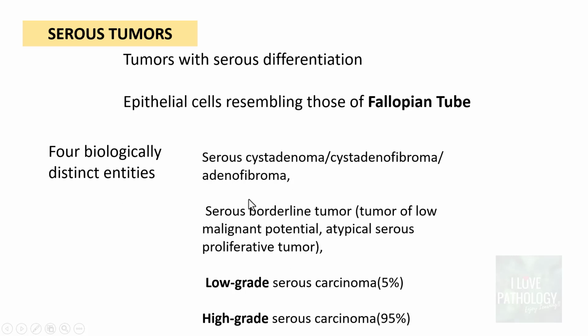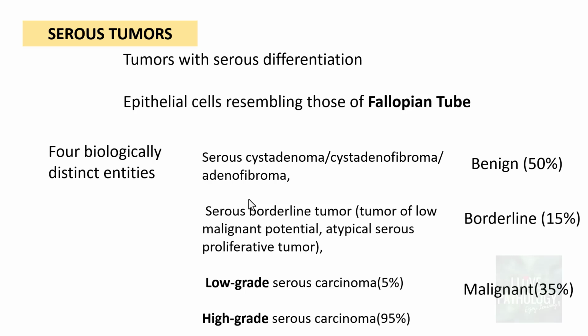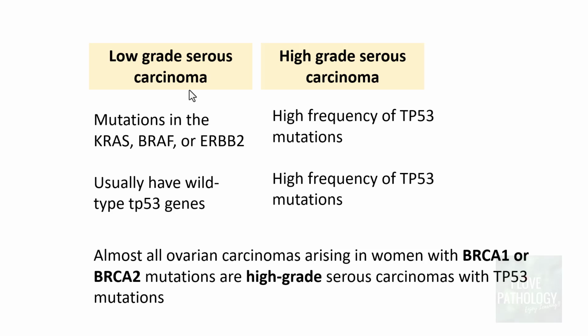Though there are four different entities, these are grouped into benign, which is serous adenoma, which accounts for around 50% of cases, borderline serous tumor, and the last one is malignant, which accounts for 35% of all ovarian epithelial tumors, of which low-grade serous carcinomas account for around 5% of cases, whereas high-grade serous carcinomas account for around 95% of malignant serous tumors. Why do we need to differentiate between low-grade serous carcinoma and high-grade serous carcinoma? Because the molecular pathogenesis of these two tumors are different.